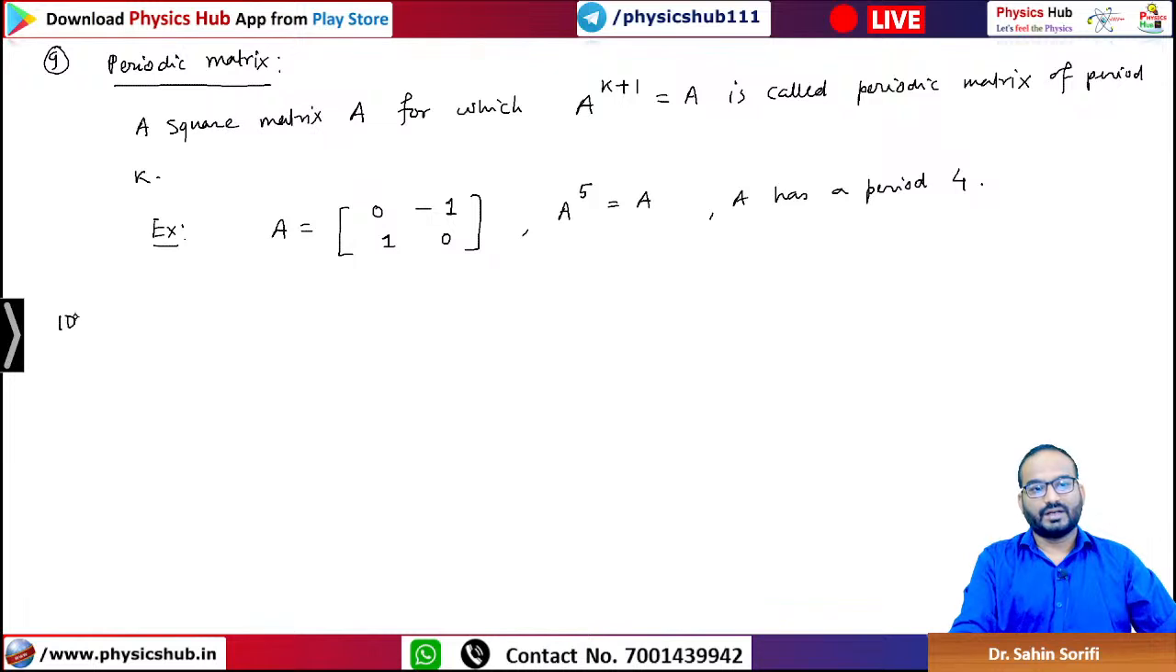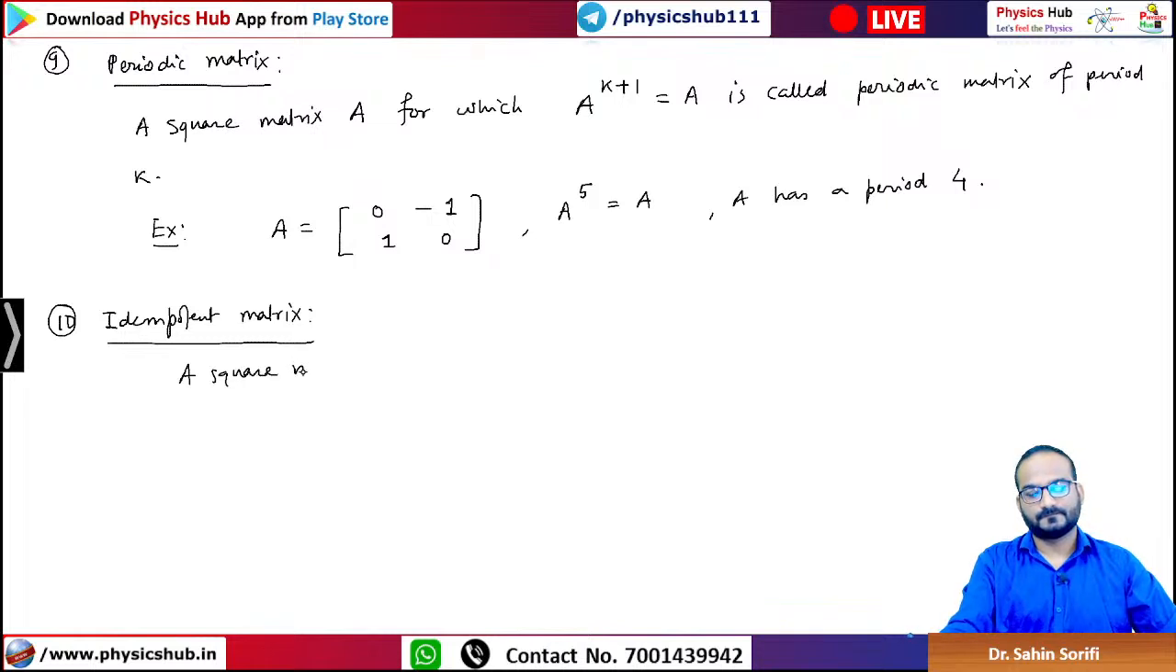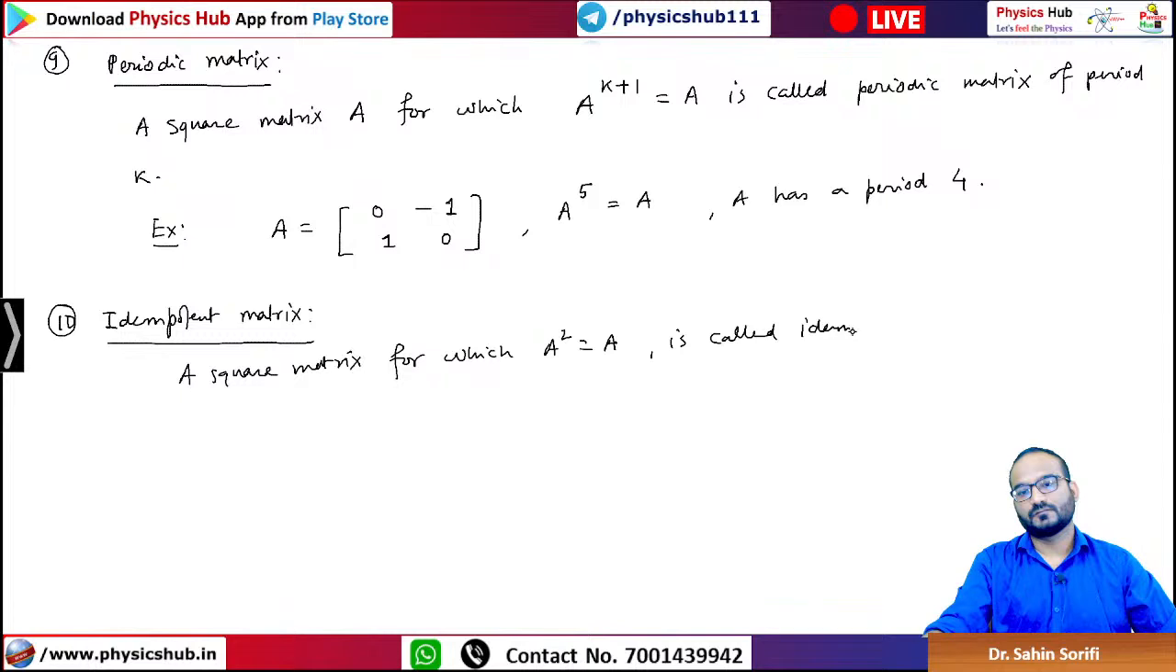Now number 10, idempotent matrix. Idempotent matrix is a special case of this periodic matrix. If your k is equal to 1, that is the idempotent matrix. So a square matrix for which A square equals A is called idempotent matrix.